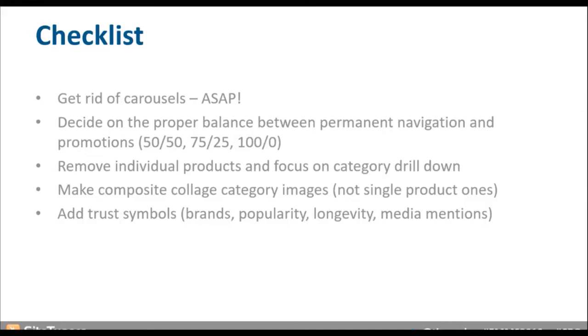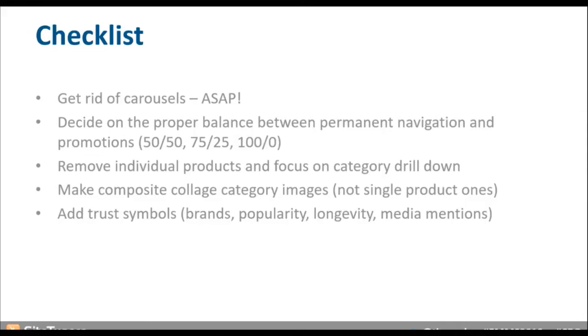The other thing that I've emphasized as well: not showing individual products, but showing me the range of products and category level navigation. Now, depending on your store and what you sell, that's a balance. Maybe it's 50-50 permanent navigation and promotions. Maybe it's 75-25. Maybe it's 100% permanent navigation because new items and promotions don't matter that much in your type of business. But it should never be less than 50-50.